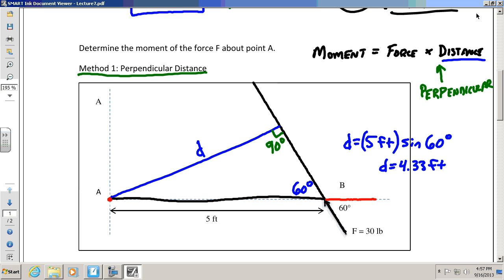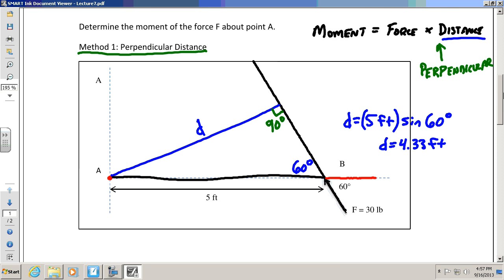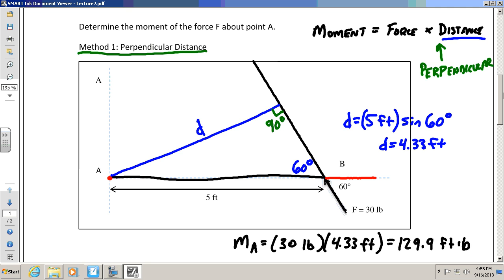So now, what's the moment about point A? The moment about point A is equal to the force, which is 30 pounds, times its perpendicular distance, which is 4.33 feet. Can you take that number and multiply it by 30? 129.9. Good. 129.9 foot-pounds. Okay, we're almost done. You can write foot-pounds like this.